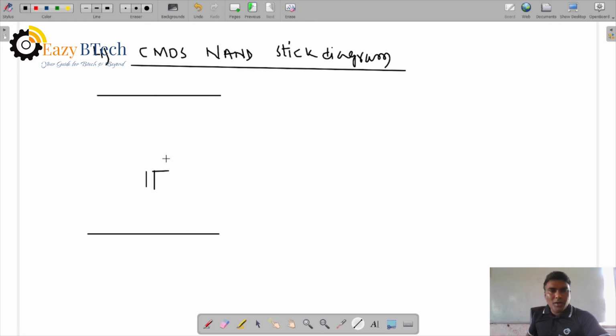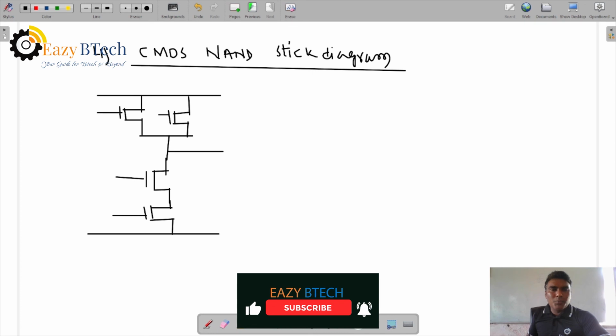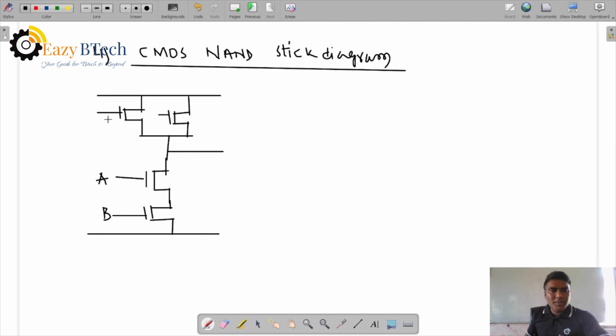A and B are in series, and the complement, PMOS, is parallel. Right? This is parallel and this is parallel. And here we can take the output. So A and B NMOS are in series and A and B PMOS are in parallel.